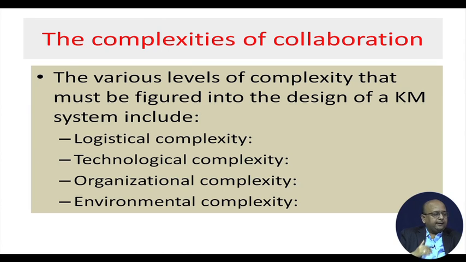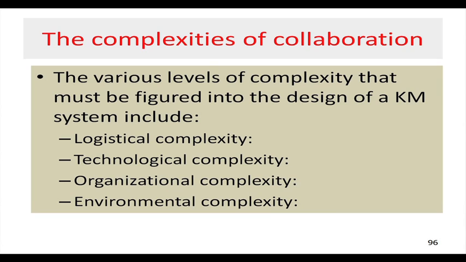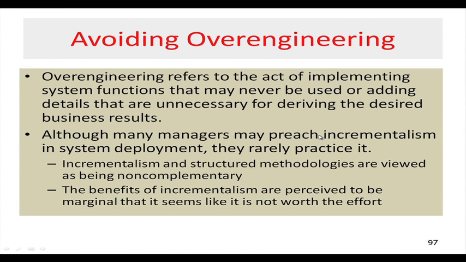So, various levels of complexity need to be looked into when you are going to design a KM system, so that the problems related to logistics, technology, systems and processes, and the environment are taken care of. If you are not able to take care of these problems, probably the KM system will not provide you better synergy, and the kind of collaboration that you can expect across department functions and units is not going to be there.